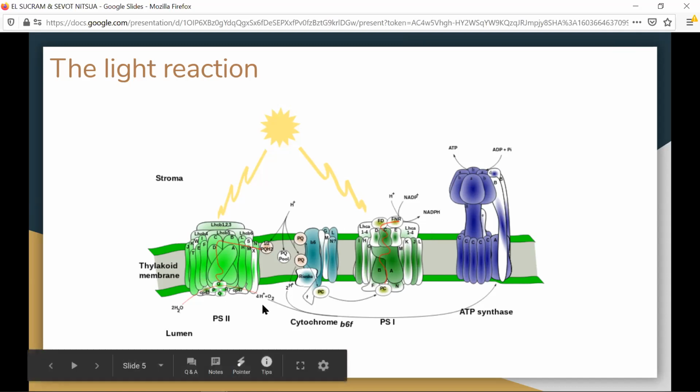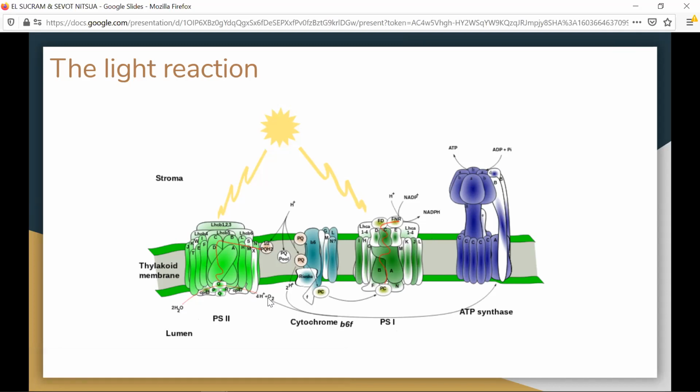Now, when water splits, it splits into hydrogen and oxygen, right? This H plus is going to form a bit of a gradient on this end, right? And so when all of this happens, the oxygen doesn't have anywhere to go, because remember, in this version, oxygen isn't the final electron receiver, so oxygen is considered waste. And so oxygen is released. So now we know where oxygen in the products comes from. It comes from the light reaction. When water is split into hydrogen and oxygen, it releases the oxygen because it doesn't need it.